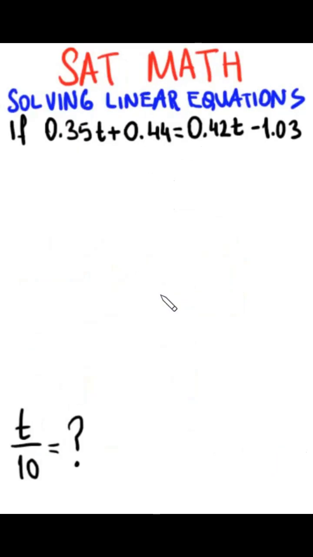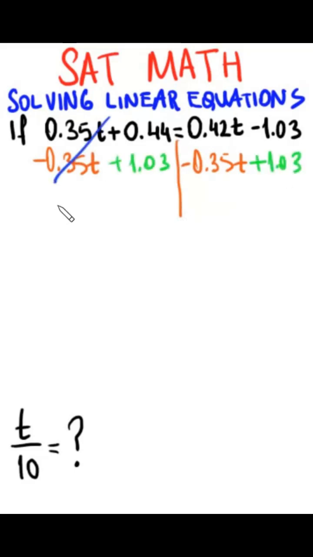If 0.35t plus 0.44 is equal to 0.42t minus 1.03, then what is the value of t over 10? So let's subtract 0.35t from both sides, and then add 1.03 to both sides. These two will be cancelled out, and when we add these two, we are going to get 1.47, and that's going to be equal to. These two will be cancelled out, and when we subtract 0.35t from 0.42t, we are going to get 0.07t.